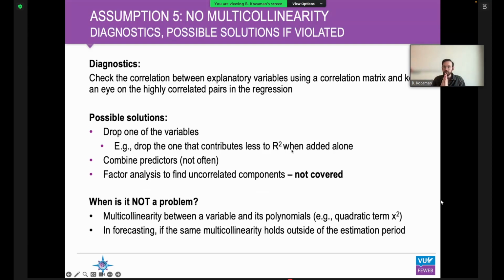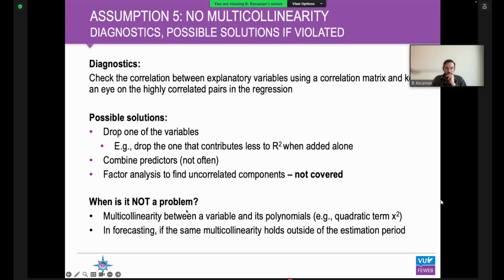So for instance, if you have two independent variables, you drop one of them and fit a model, you drop the other one, fit a model, and look at, for instance, the R squared. You can combine predictors, which is not very often, or you can also use factor analysis to look at uncorrelated components of these two variables, but we will not cover it here.